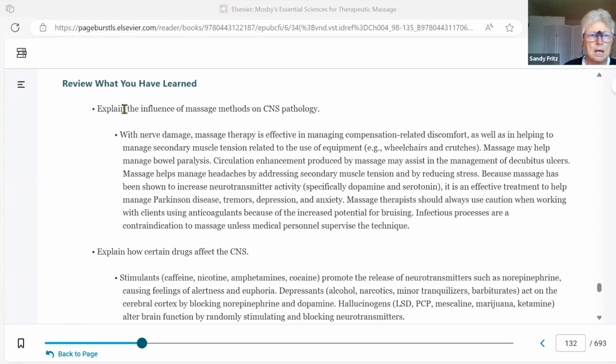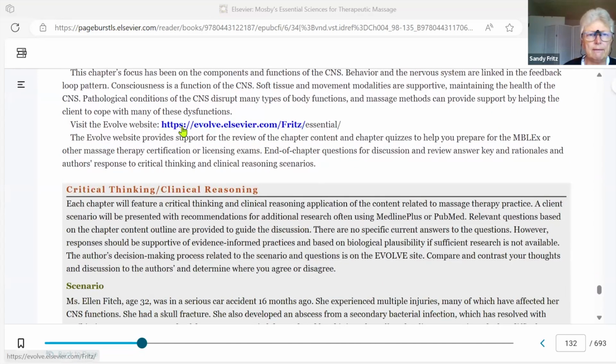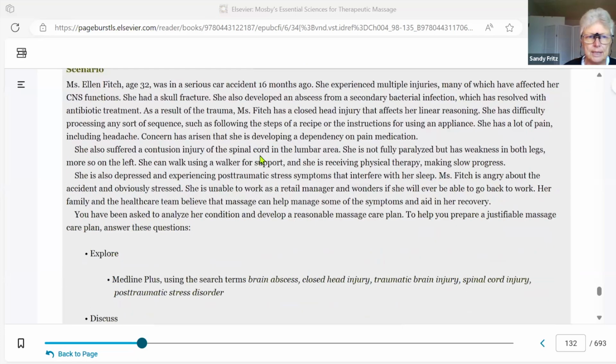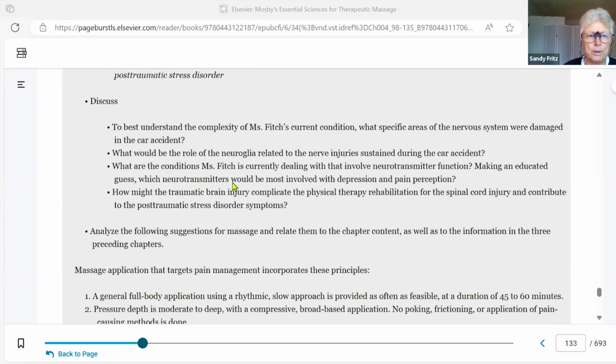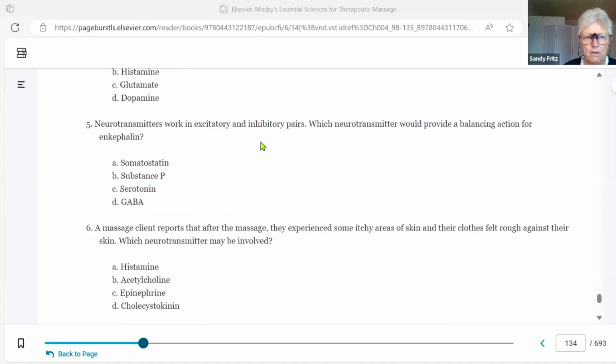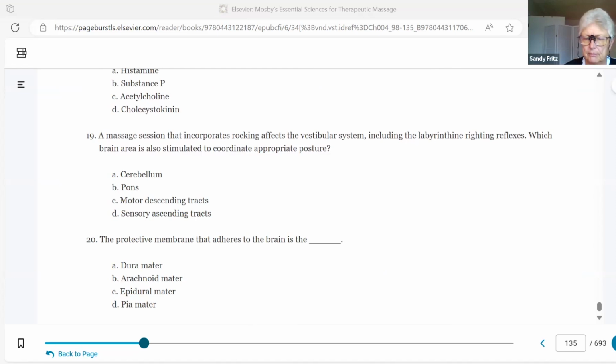All right. Here's your review. And then, as you know, you have your chapter test that's got lots of questions on the Evolve site for you. You have your critical thinking, clinical reasoning activity here, and the author's response to this, along with your multiple choice question answers and rationale, are on the Evolve site for you. So I'm going to pause here for a minute.